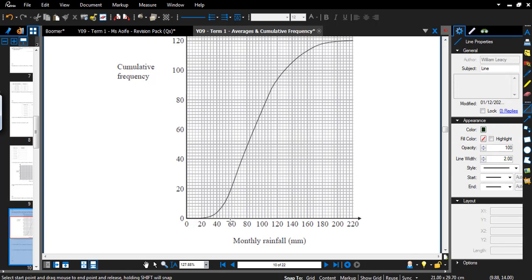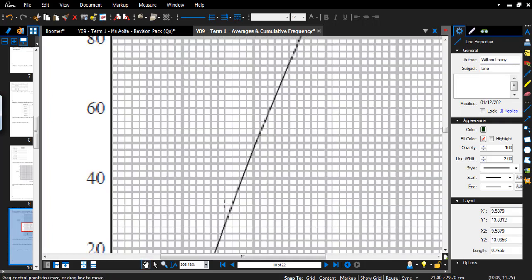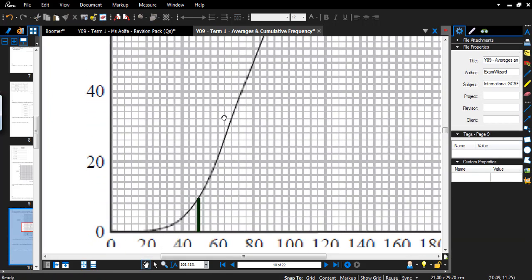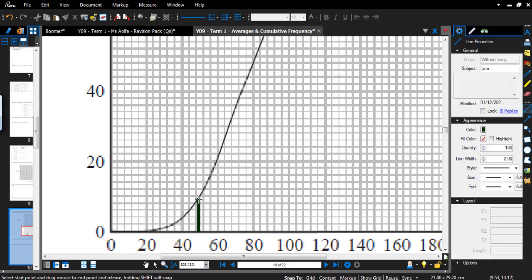So you go where the rainfall is 50. Each line, you can see here, let's go to the start. Here to here is 20. So we've 5 lines, so each line is 4. So 50 is going to be right in the middle of 40 and 60. Again, this is going to be an estimate, so it just depends how accurately you draw your lines. There's going to be a slight variation here.